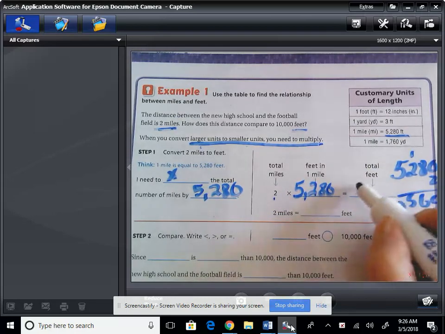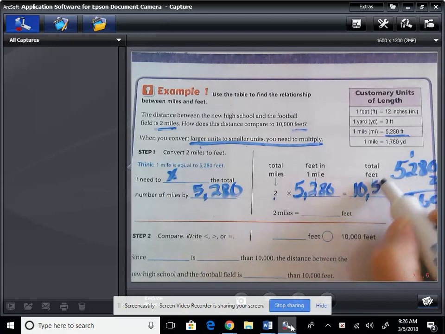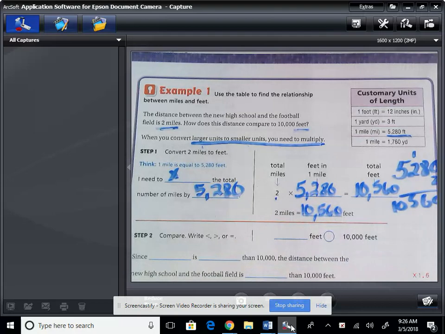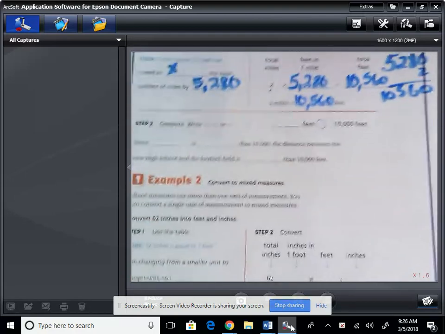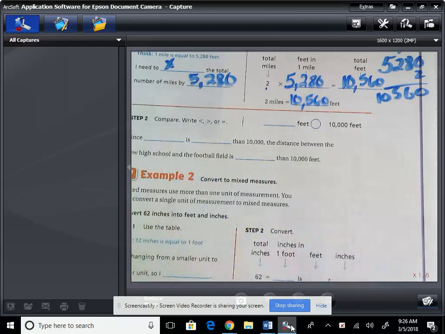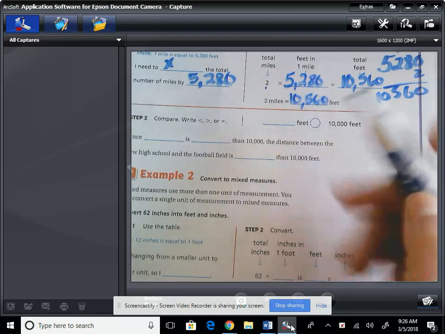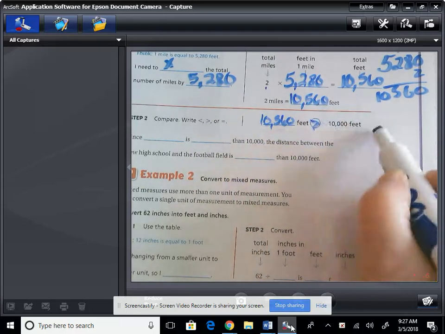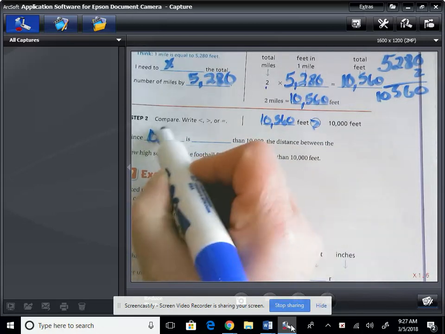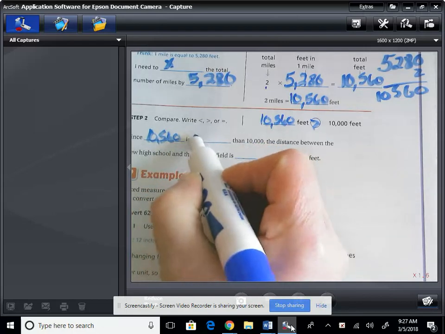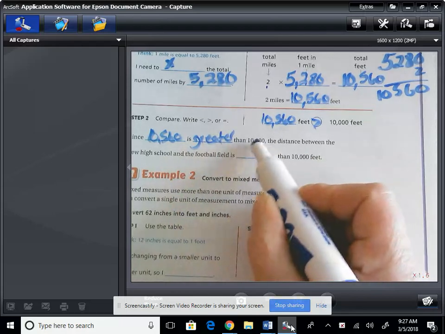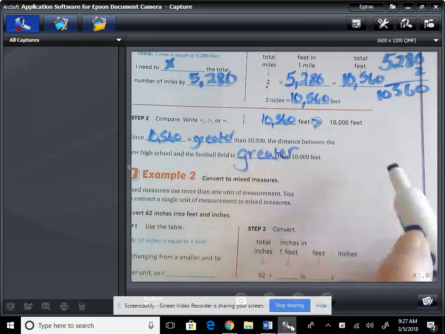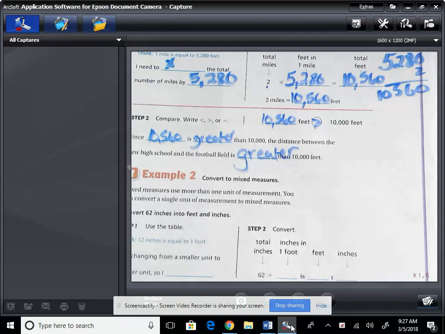And I get 10,560. So 2 miles equals 10,560. Okay, scroll down a little more. Compare, write greater than, less than, or equal to. So the feet we need is, so we got to put 10,560 here, is greater than 10,000 feet. Since 10,560 feet is greater than 10,000, the distance between the new high school and the football field is greater than 10,000. So we wanted to compare the distance between that and the football field.